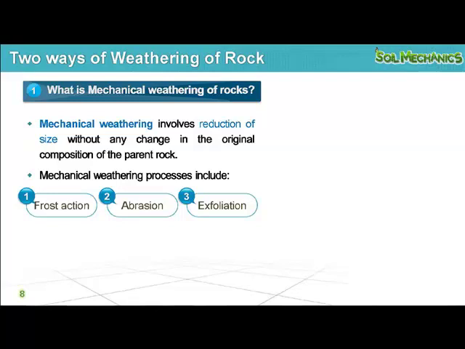Again, mechanical weathering involves reduction of size without any change in the original composition of the parent rock. It means it still keeps the same composition, but it reduces the size. And how does it reduce the size? Mechanical weathering processes include frost action, abrasion, and exfoliation.